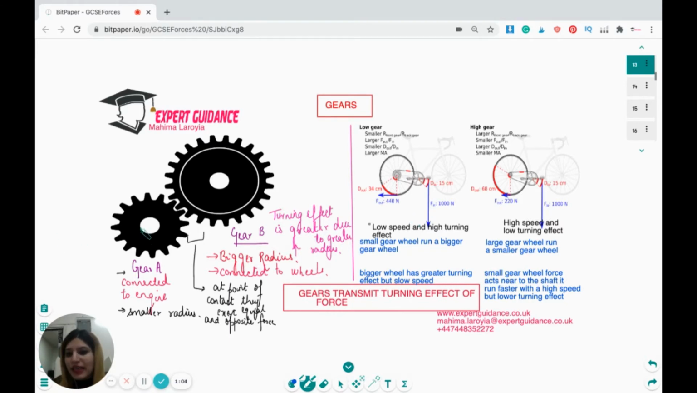Now what happens in gears? We have gear A and gear B. The gear A is connected to the engine and it has a small radius, whereas the gear B has a bigger radius and it is connected to the wheels, right? At this point, they exert an equal and opposite force. Now, what happens? The turning effect is greater due to a greater radius. Gears are of two types, the low gear and the high gear. The low gear has a low speed but a high turning effect, whereas the high gear has a high speed and low turning effect.